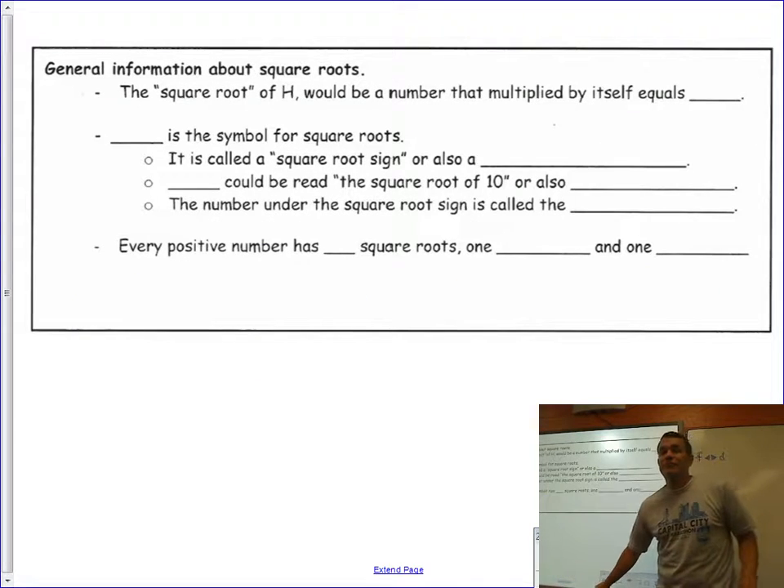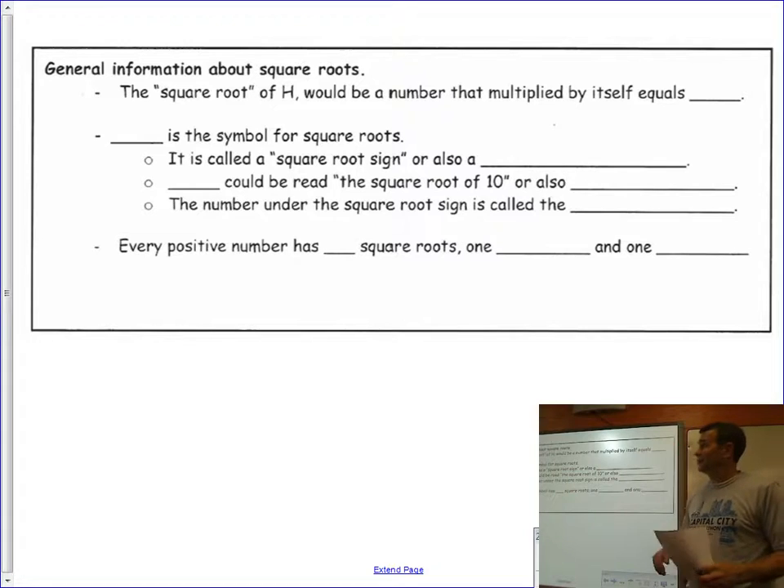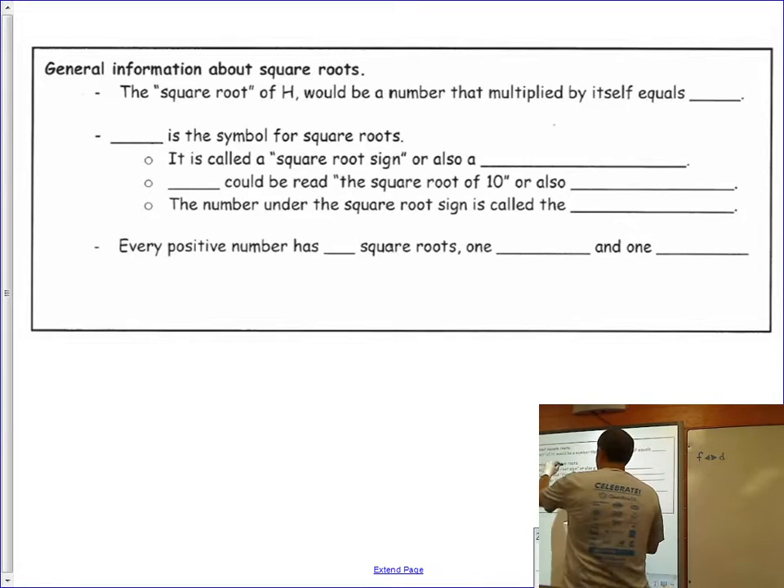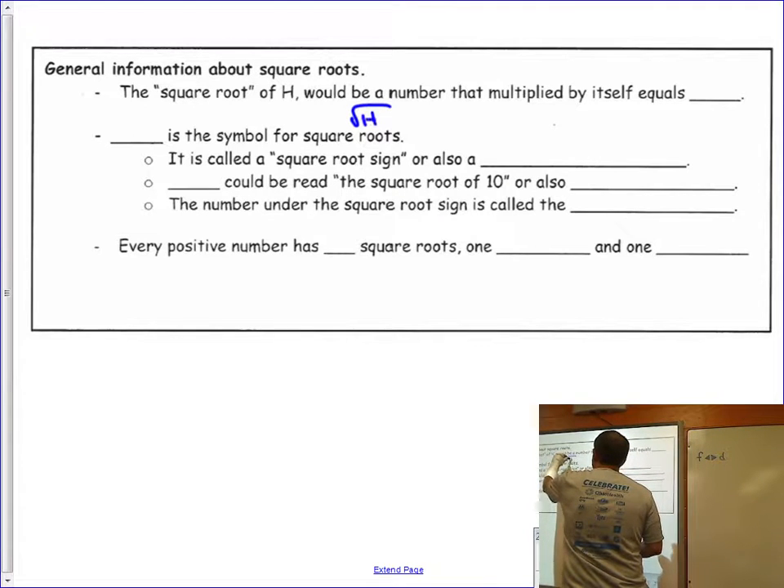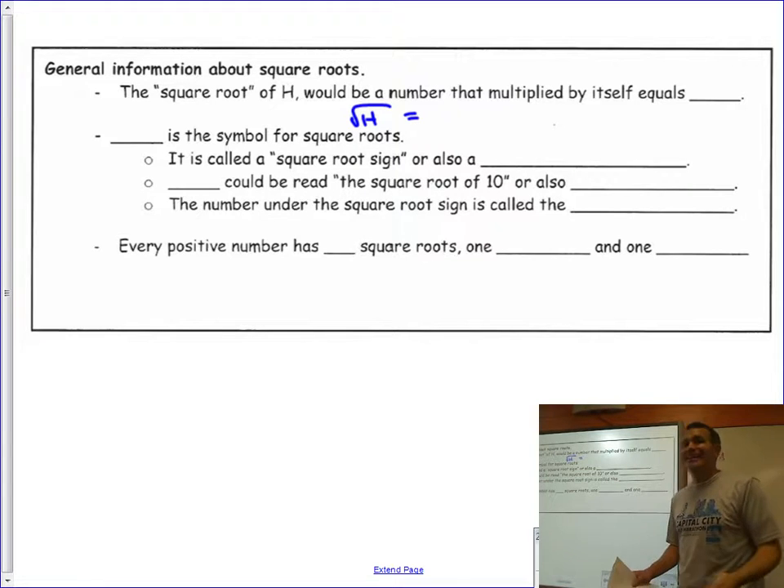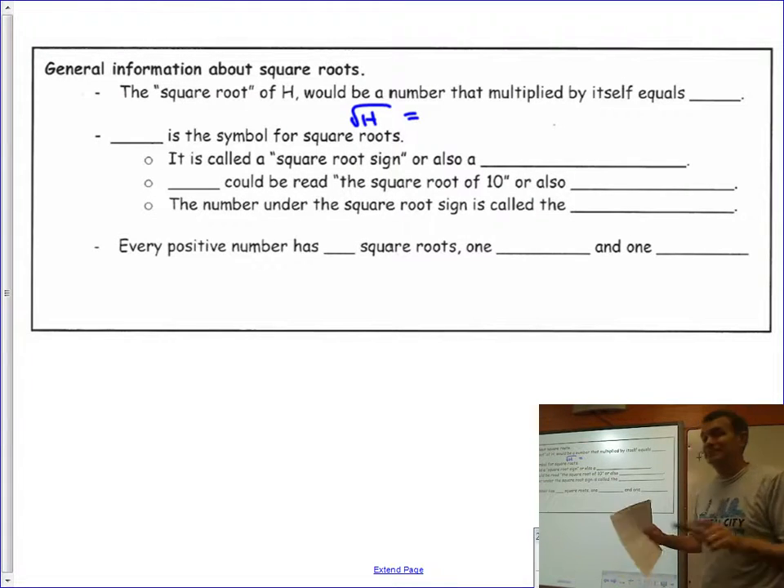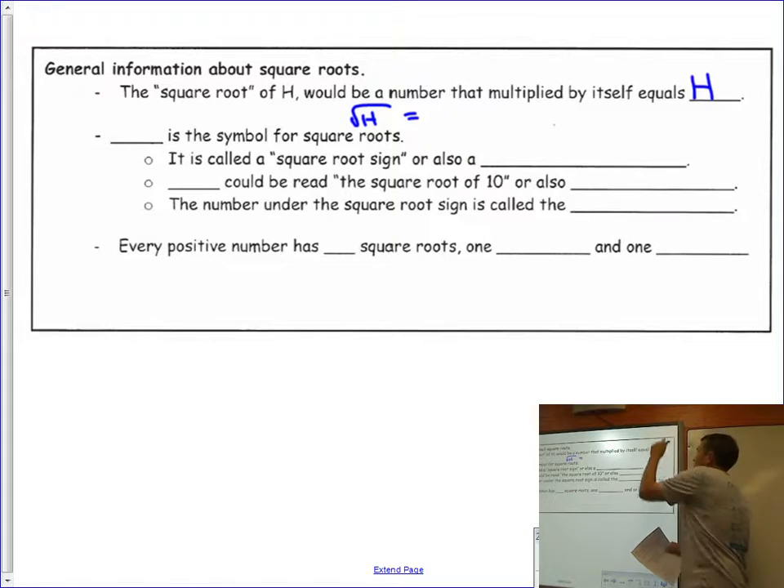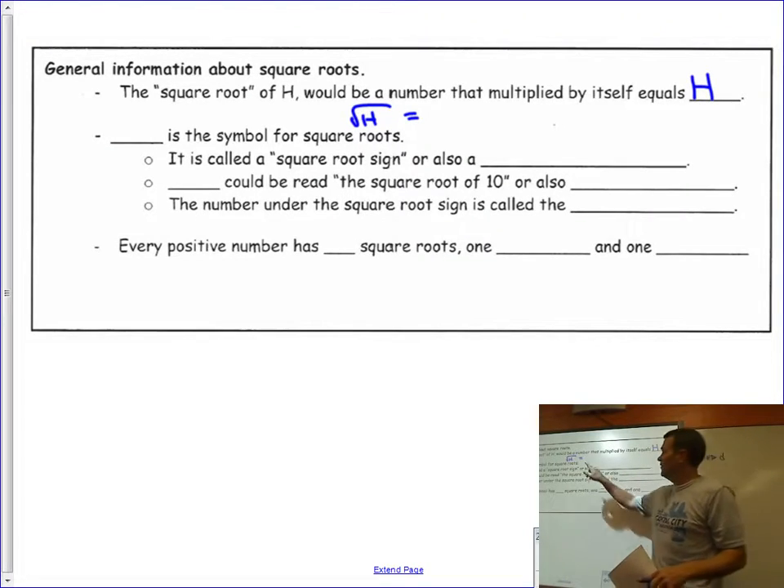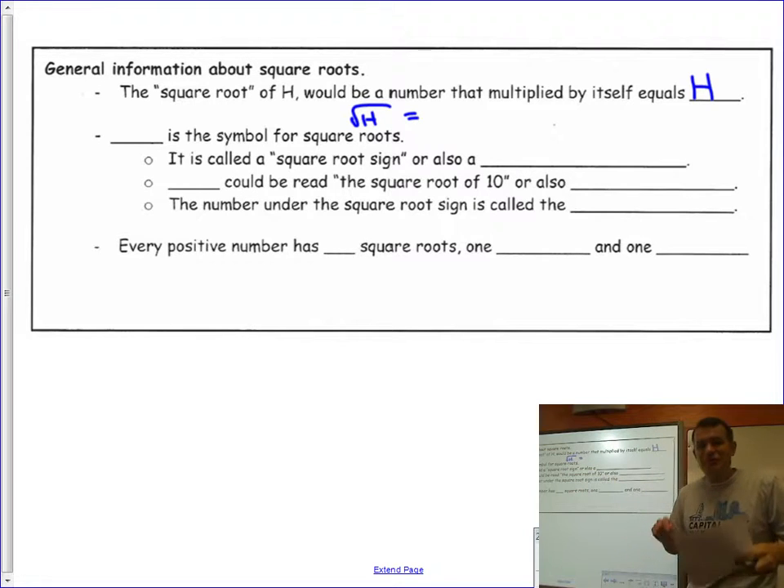Let's do a quick review of the square root function. The square root of h would be a number that when multiplied by itself equals what? Let's see. The square root of h would be some number that when multiplied by itself equals h. Right? That's what a square root is. It's a number that when multiplied by itself equals the number under the square root sign.